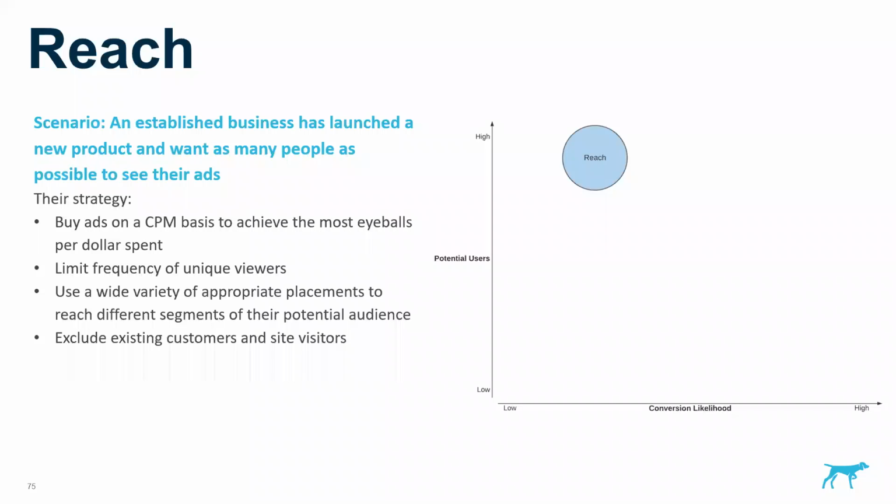They're going to use the systems to limit the frequency of unique viewers. So on Facebook, you can use the reach objective, which says, I want as many unique users as possible to see my ad. So it's not just about impressions, it's about unique viewers. Same on GDN, you can choose to limit multiple impressions from the same viewer. And they're going to use a very wide variety of appropriate placements to reach different segments of their potential audience. So there's going to be very little limitation based on where these ads are going to appear. And they're going to exclude existing customers and site visitors. So they want new people.